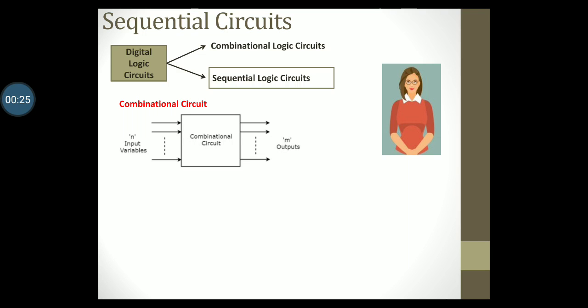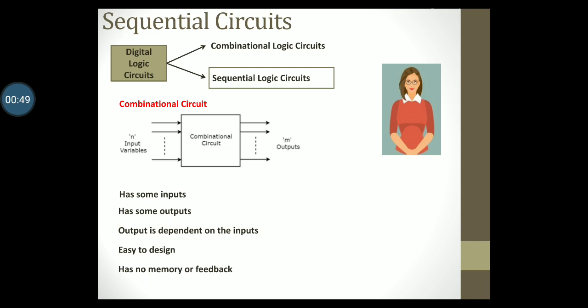The block diagram for a combinational circuit looks like this. A combinational circuit will have some inputs and will have some outputs. The outputs are dependent on the inputs given to the circuit at the time. We have also seen that combinational circuits are very easy to design. A combinational circuit has no memory or feedback designed into the circuit.